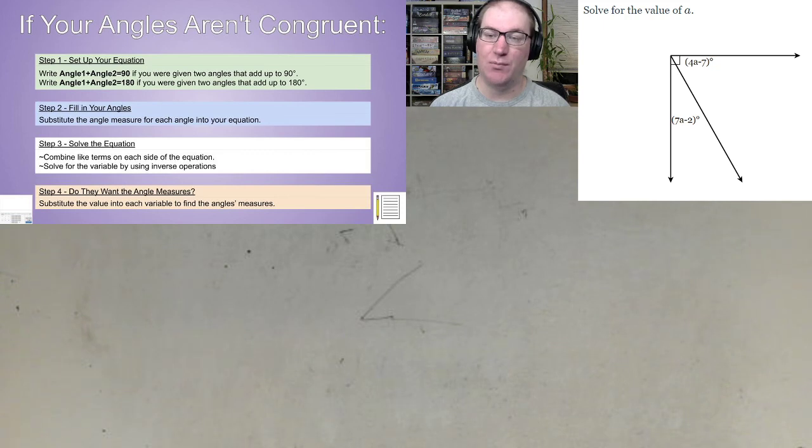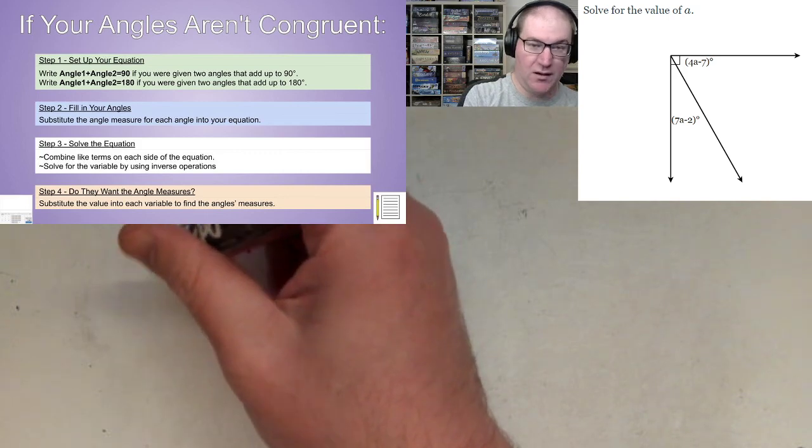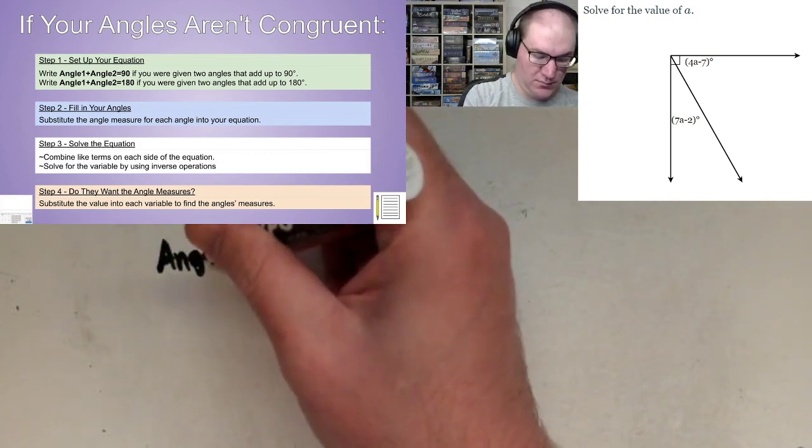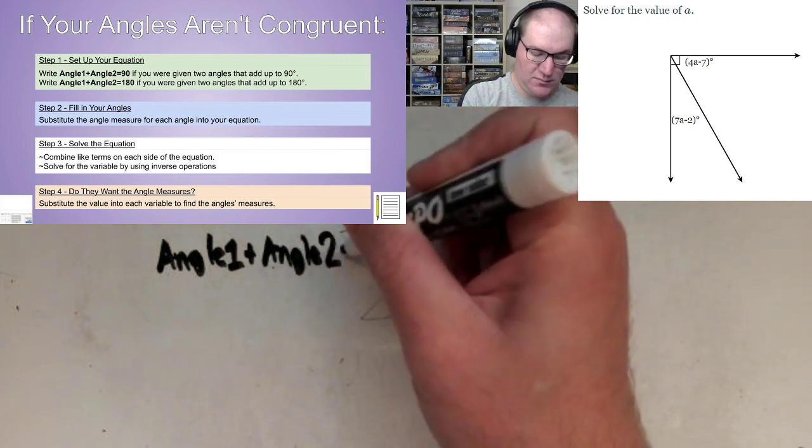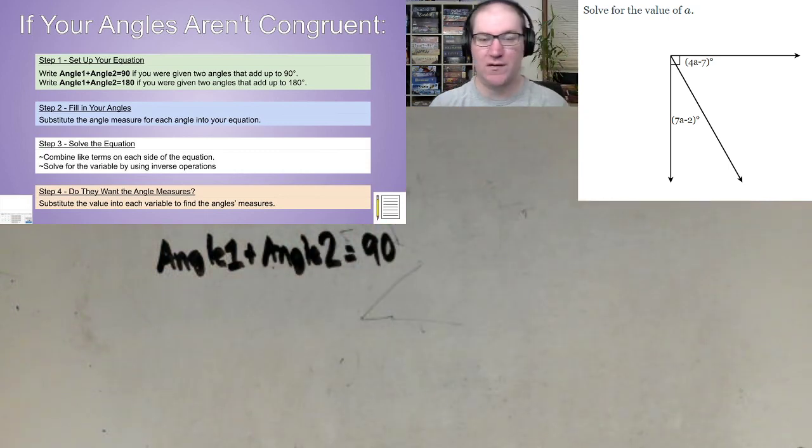Remember, that's called complementary. So on this purple graphic here, I've walked us through the steps we need to do for this problem. It says solve to find the value of A. So step one says to set up your equation. Now our angles add up to 90, so I'm going to use that first statement there. I'm going to write angle 1 plus angle 2 equals 90.